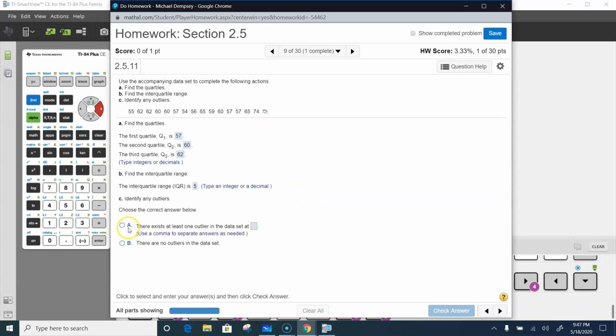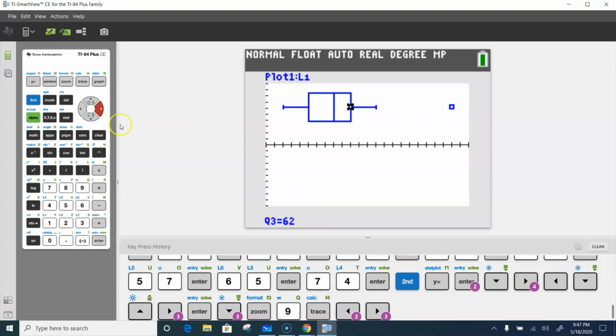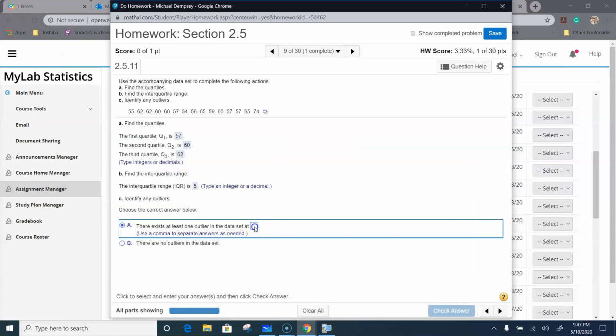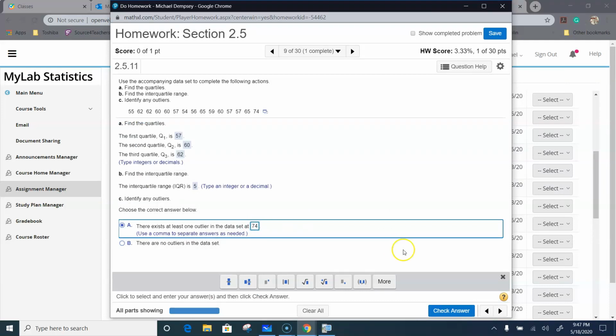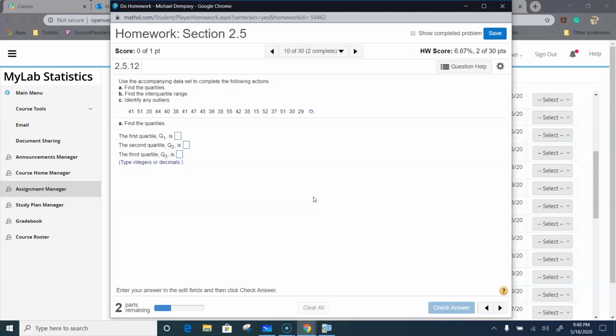Identify any outliers. There definitely exists an outlier, and it is out here to the right. We could use that 1.5 IQR rule, but we don't need to. We have the modified box plot that flags it for us. So that tells us that 74 is an outlier. Makes life a lot easier to use that modified box plot.